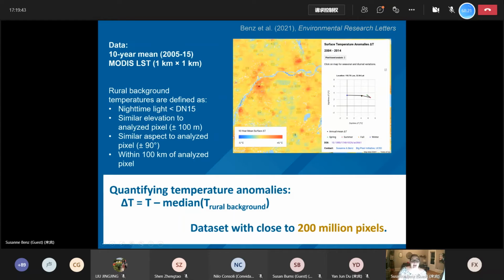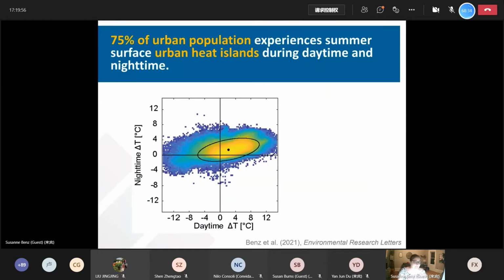We have run this analysis not just for Nanjing, but for every single pixel of the globe, which in total is about 200 million pixels, which allows us to figure out how many people actually live in urban heat islands. And we find that 75% of the urban population experience summer surface urban heat islands during daytime and nighttime.